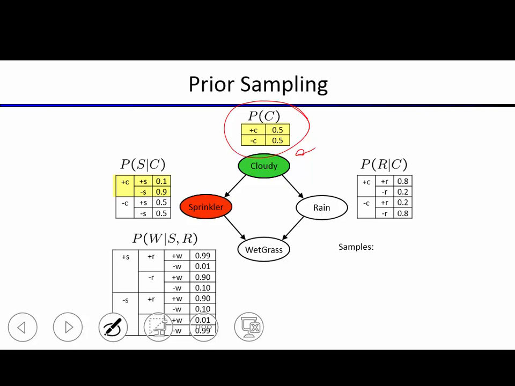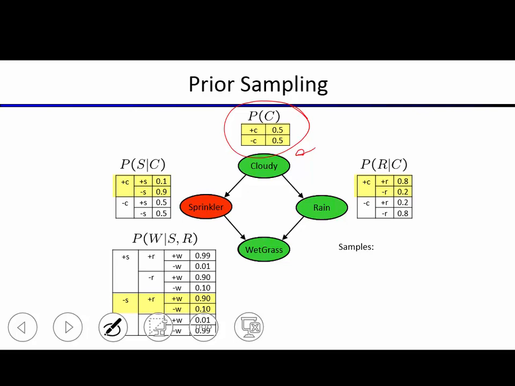Then we move on to our next variable, rain. It has one parent, cloudy, which is already instantiated, so we pick that part of the distribution. Now we just sample from that distribution, the same way we've been doing in all previous cases. Maybe it came out plus R. We move on to our last variable, wet grass. We look at the parent variables, look at how they're instantiated, subselect that part of the conditional distribution table, and then sample the instantiation of wet grass. In this case, it came out plus W.